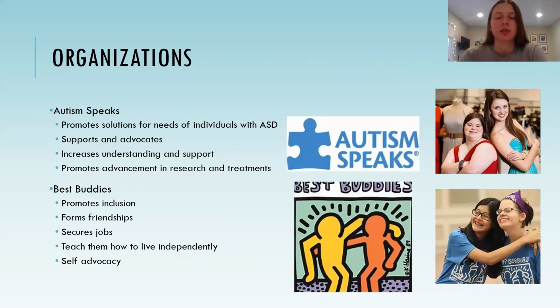Autism Speaks is an organization that is dedicated to promoting solutions for the needs of individuals with autism and their families. The organization advocates and supports people with ASD, increases understanding and acceptance for people with autism spectrum disorder, and promotes advances in treatments and research. Autism awareness also involves the inclusion and acceptance of individuals with ASD. Programs such as Best Buddies help promote inclusion by helping individuals with disabilities form friendships, secure jobs, live independently, and practice self-advocacy.